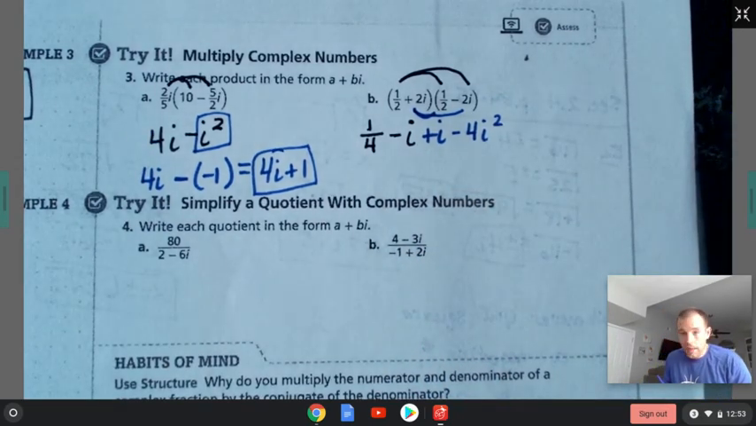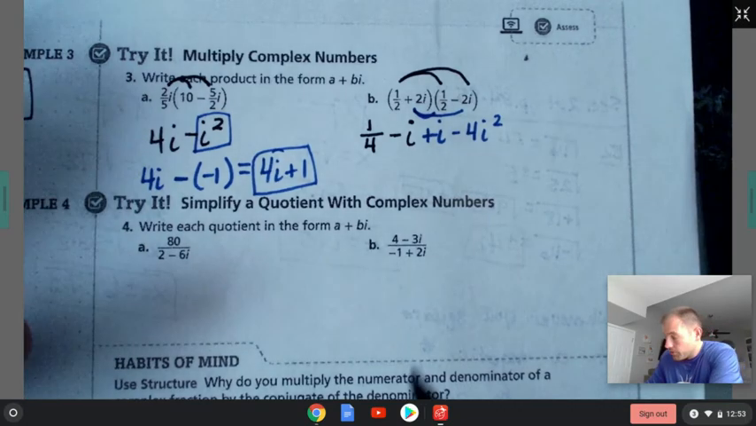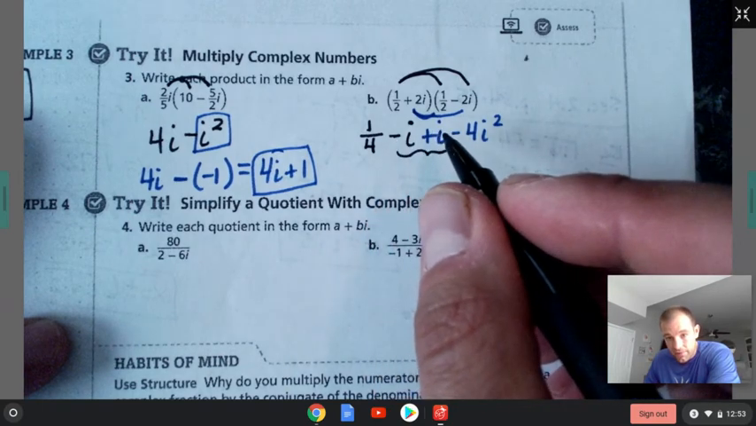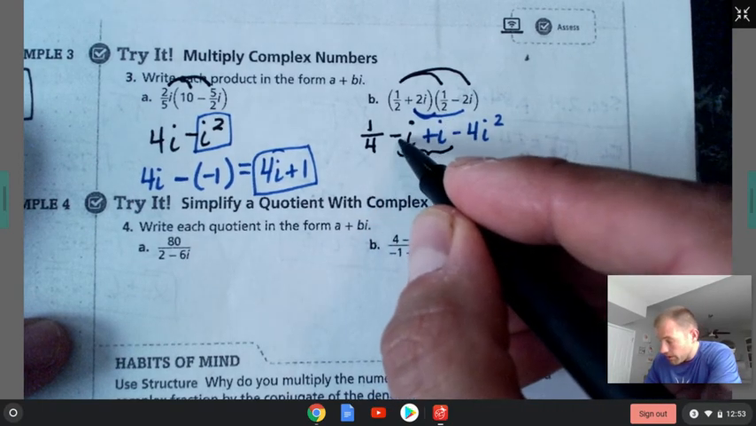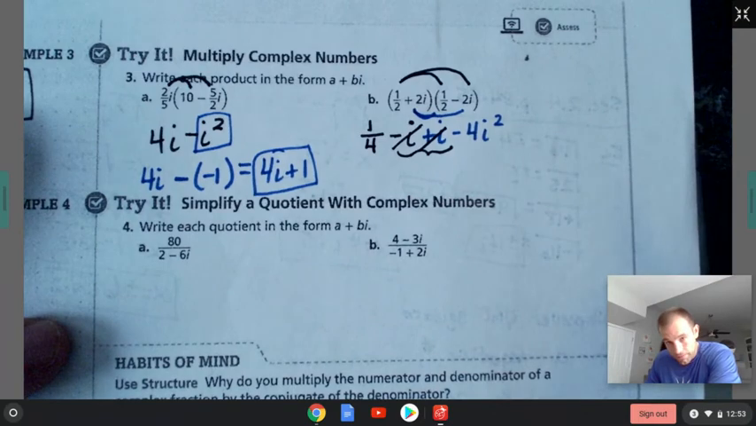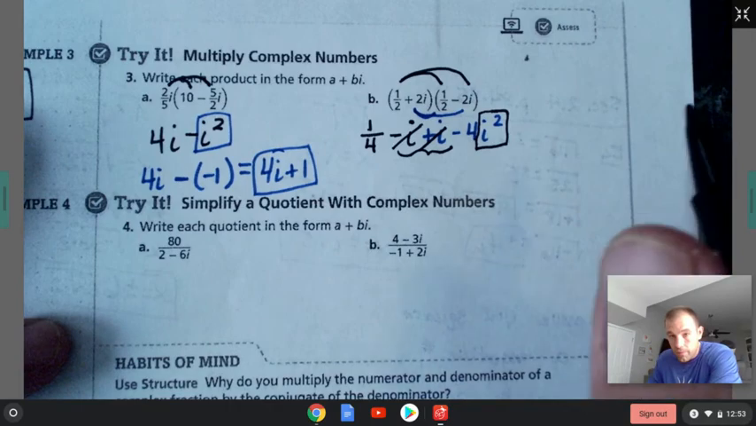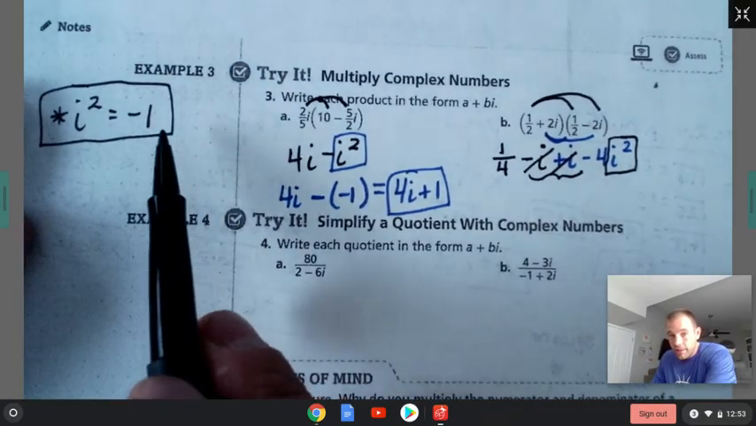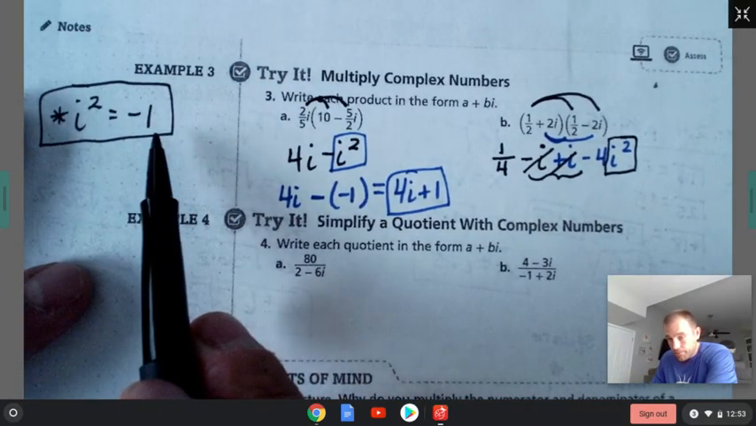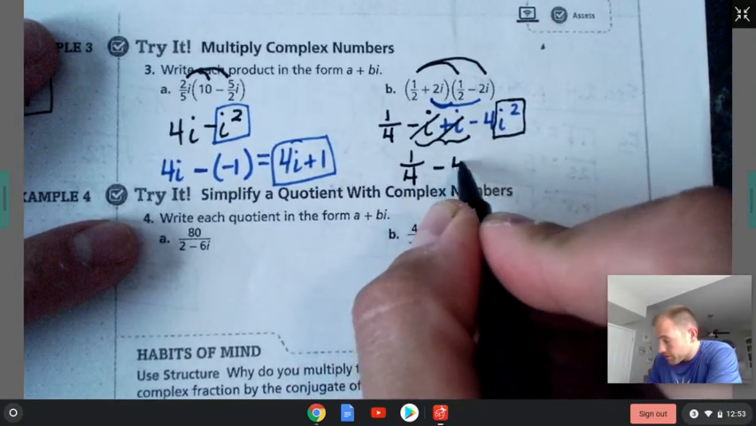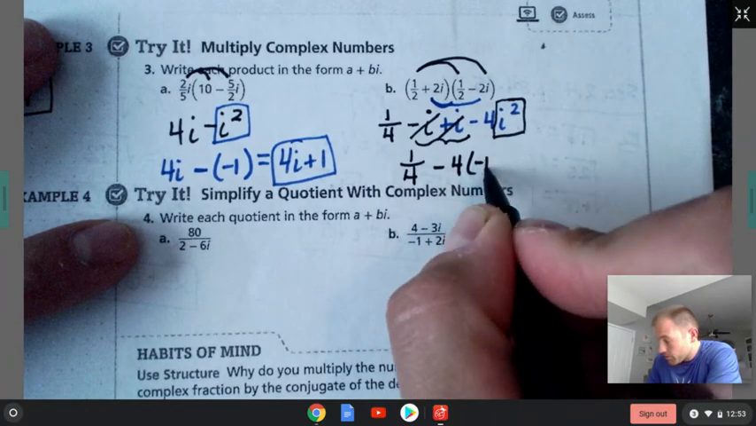Right? Just multiply like we did it every other time. Okay? Nothing really changes. Once we multiply, then we can simplify. So these two in the middle are the same, right? There's a negative i and a positive i. So those two are going to cancel out. They go bye-bye. This thing, i squared, remember, i squared is always negative 1. So we're going to change that. So the 1/4 isn't going to change. The negative 4 isn't going to change, but i squared is going to become negative 1.